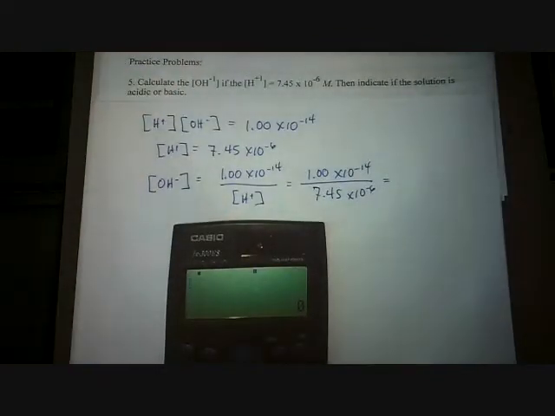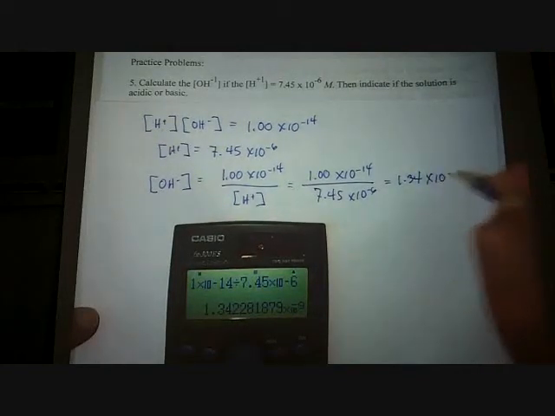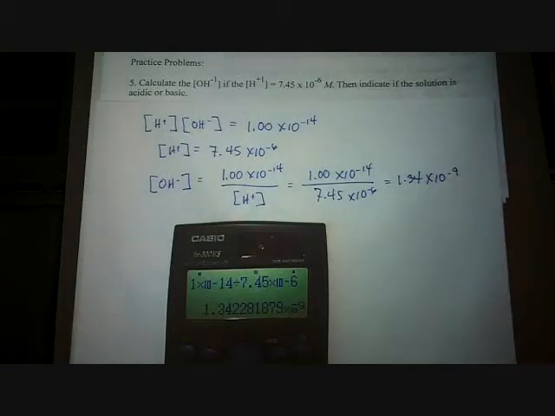What's that? Depends on how you use it. If you use your scientific calculator well enough, you won't have to use parentheses. But if you're not sure, then I would use parentheses. So 1.34 times 10 to the negative 9. I want to make sure that you can type this in. That's why I'm having you do it.